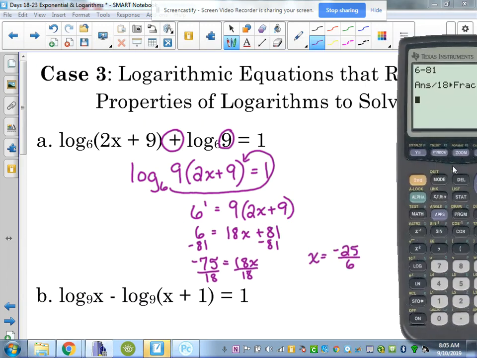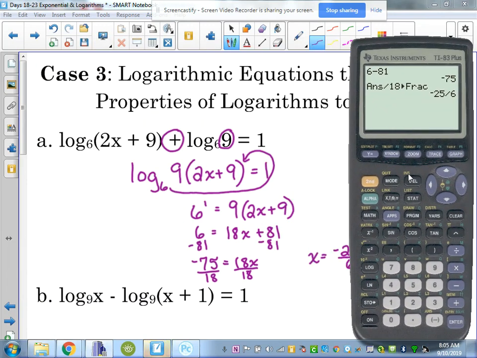Now, especially since we're dealing with logs, you definitely want to check your answer, particularly if it's a negative, because remember, you are not allowed to take the log of a negative number. So if we plug that negative 25 over 6 into this log over here, and we get a negative inside the log, then that's not actually a solution. It's an extraneous solution. So always check your answers, particularly if they are negative.